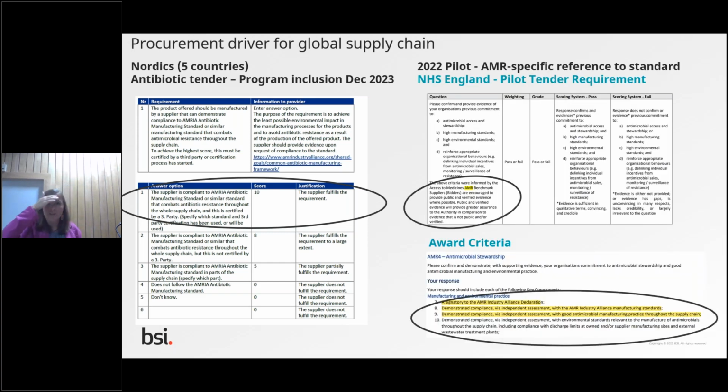Additionally, NHS England, the UK National Health System, is also piloting in 2022 and is in consultation for their antibiotic subscription model for novel antibiotics as we speak. In this pilot program, you can see that it also references demonstrating compliance via independent assessment to the AMR Industry Alliance standard. It does not explicitly mention certification, but I'm already seeing manufacturers going for certification as their evidence of an independent assessment to conform with the NHS England health system requirements. That has about 10% weighting currently and could evolve over time.